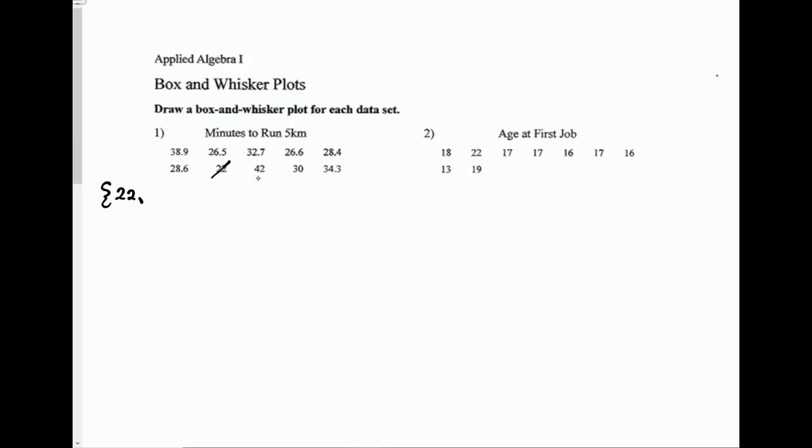So I've got 22, then 26.5, then 26.6, then 28.4, then 28.6, then 30, then 32.7, then 34.3, 38.9, and 42. There's all of my data values in order from least to greatest.